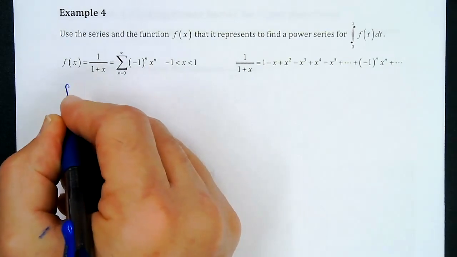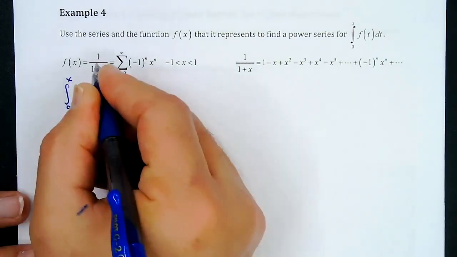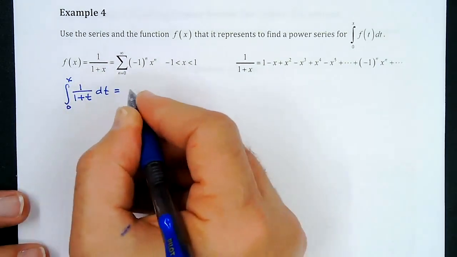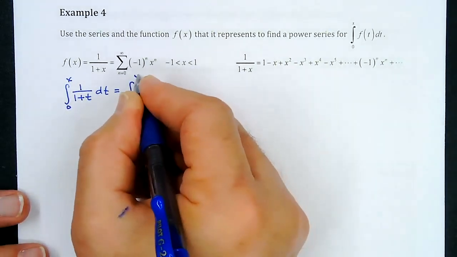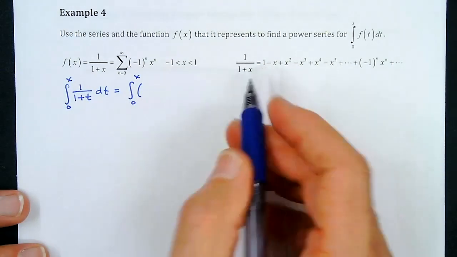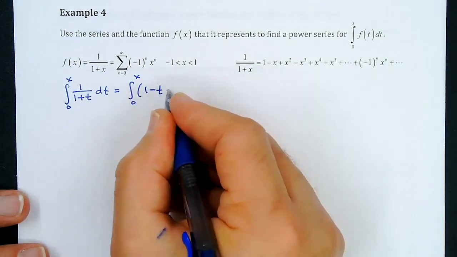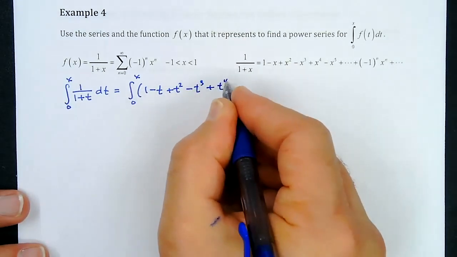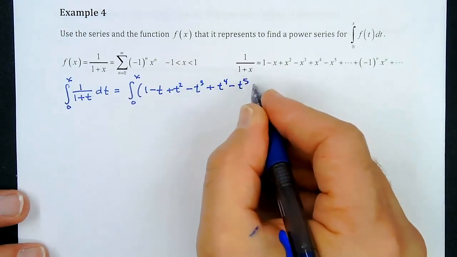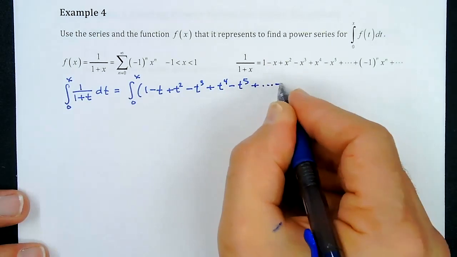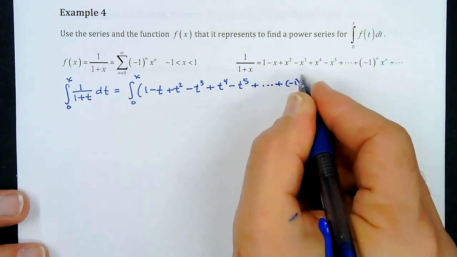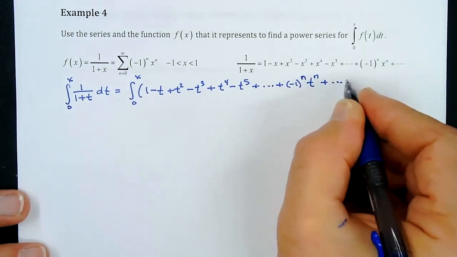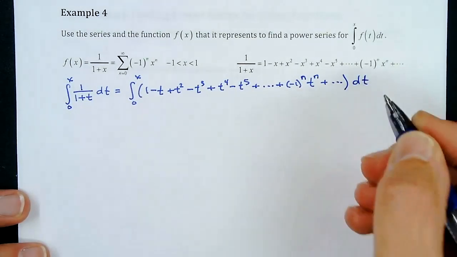So if we take the integral of this function, from 0 to x of 1 over 1 plus t dt, that's equal to the integral from 0 to x of, and so it becomes 1 minus t plus t squared minus t cubed plus t to the 4th minus t to the 5th plus dot, dot, dot, plus -1 to the n power, t to the n power, plus dot, dot, dot, close the parenthesis, and then we have to have a dt.